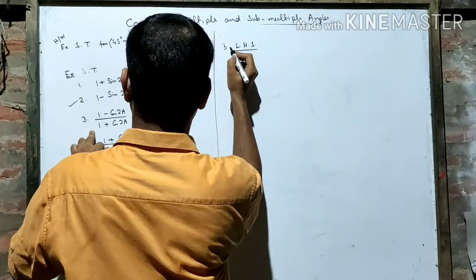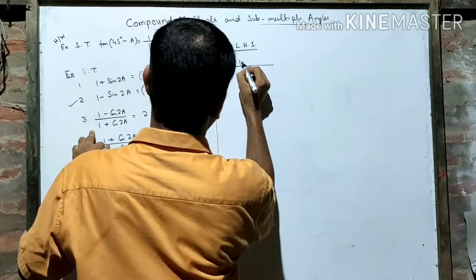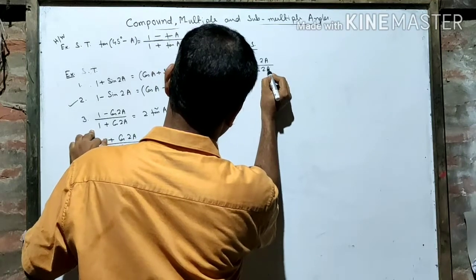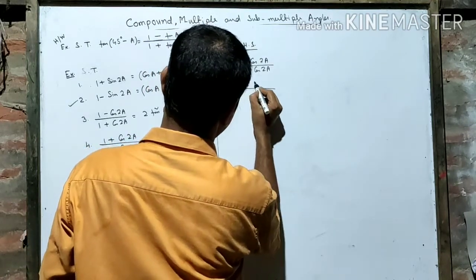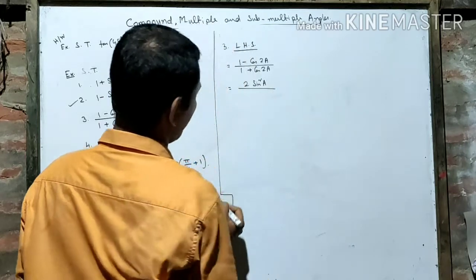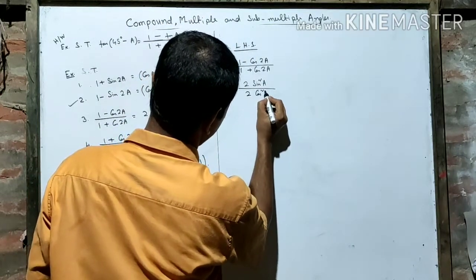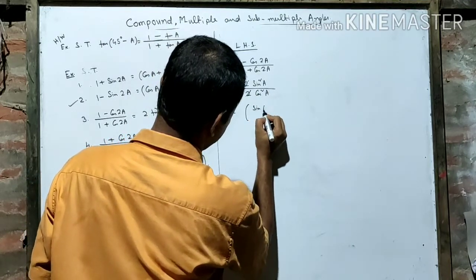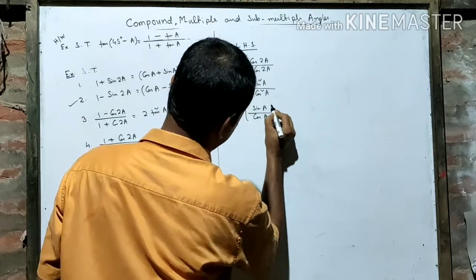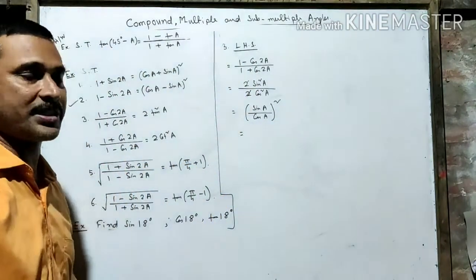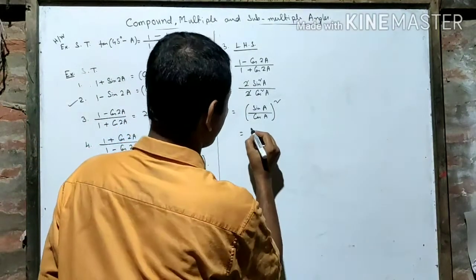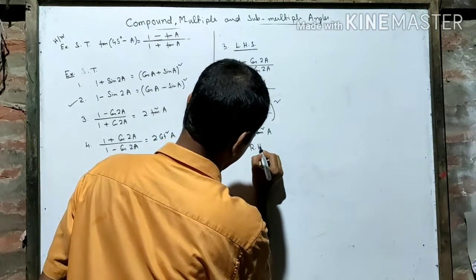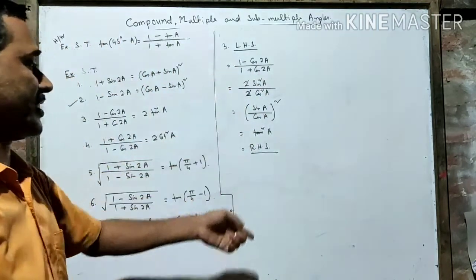So number 3, left hand side is equal to 1 minus cos twice a divided by 1 plus cos twice a. So what is 1 minus cos twice a? 1 minus cos twice a is 2 sin square a. 1 plus cos twice a is 2 cos square a. 2 gets cancelled, and sin square a by cos square a, that is sin a by cos a whole square. And what is sin a by cos a? Sin a by cos a is tan a, so it is going to be tan square a, which is the right hand side. So we have shown left hand side is equal to right hand side.